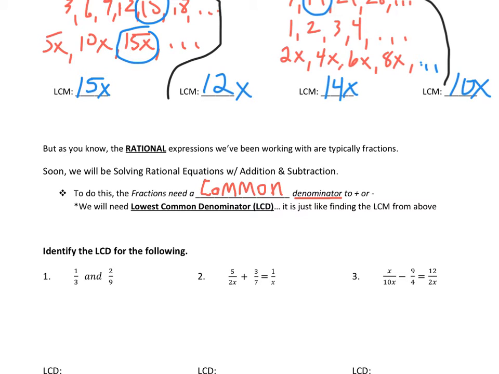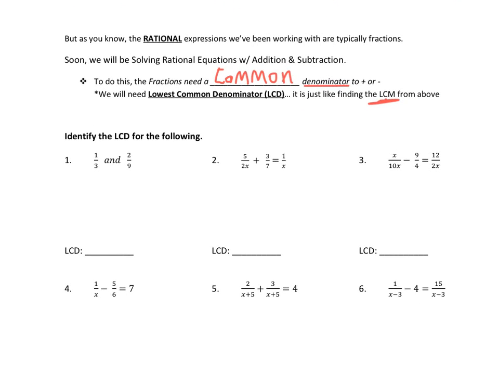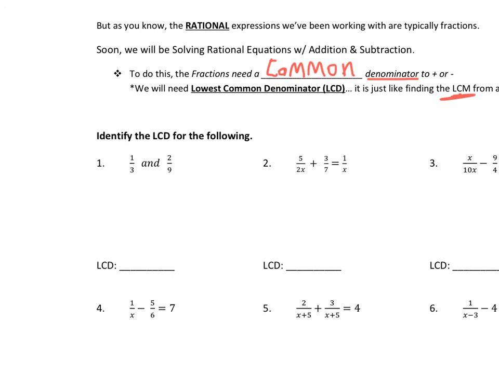So we're going to use this idea of a lowest common denominator, which is just like finding the lowest common multiple. It's just that now they're at the bottom of the fraction only. So here's what it is. If we're going to find the lowest common denominator, for example 1, we're looking for the lowest common multiple, but we're only looking in the denominator.